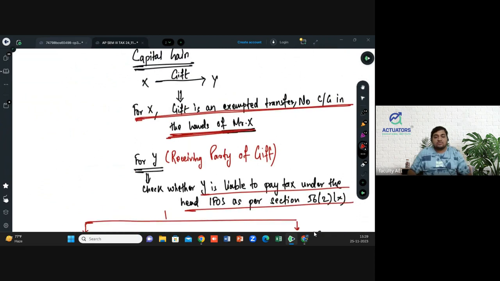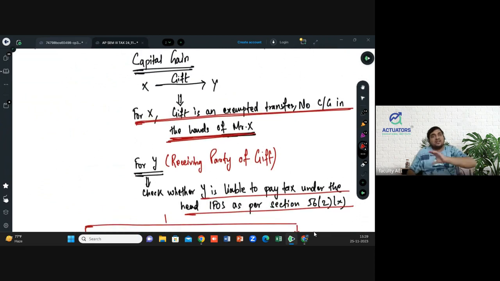फिर से बता रहा हूं, एक्स ने वाई को गिफ्ट किया, गिफ्ट ऐसे ही एग्जेम्प्टेड है तो एक्स को कोई टैक्स नहीं देना कैपिटल गेन का. नो कैपिटल गेन. IFOS रिसीवर के लिए होता है.